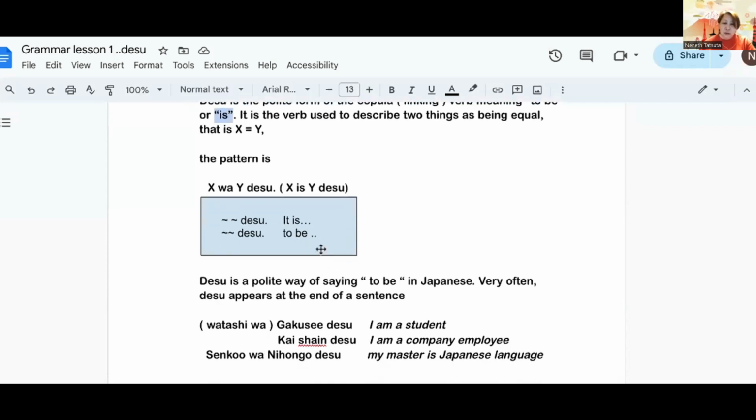Okay, let us review. The desu is connected to the noun or adjective. Now, what is a noun? Do you remember what is a noun? English teachers, we have English teachers. Anybody who can share what a noun is? Name of place, person, or anything. Very good, ma'am. So a noun is a word for a place, a person, or a thing.